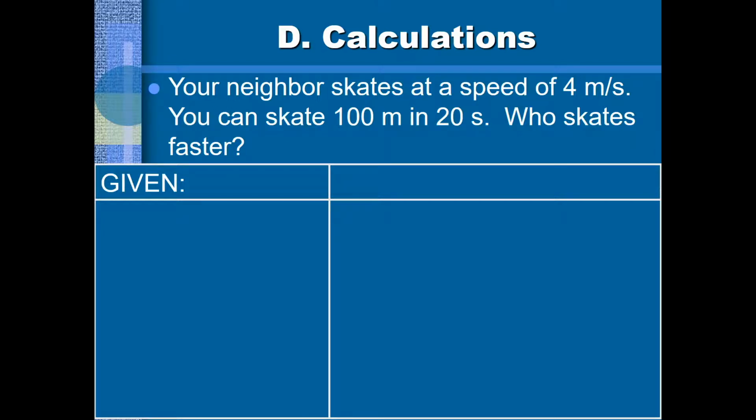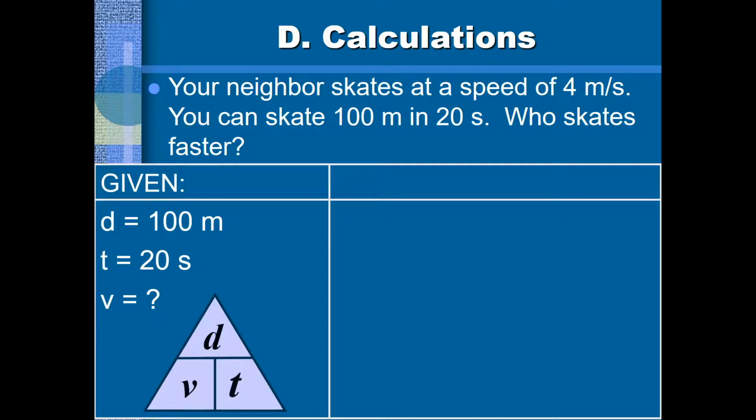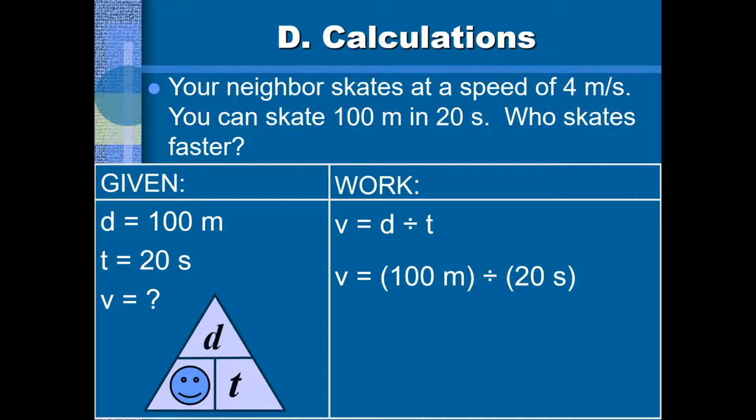On the homework, you'll be required to show all your work. It's best to identify the variables. So 100 meters is your distance, 20 seconds is your time, and you're solving for your speed or velocity. So solving for V, cover it up, and it's distance divided by time. So that's 100 meters divided by 20 seconds, and that gives you 5 meters per second. So you skate faster. 5 meters per second is faster than 4 meters per second.